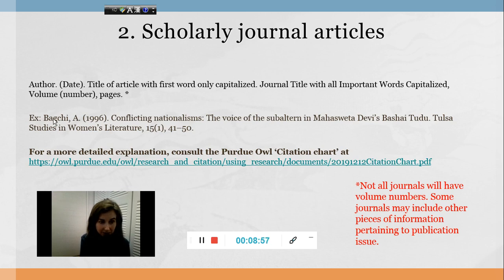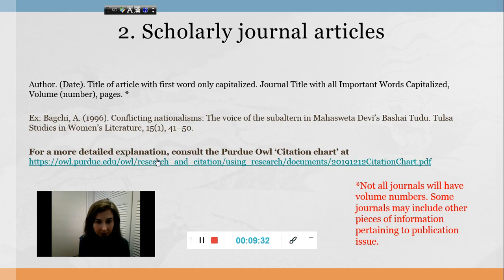Okay, we have family name, first name, family name, first name, given name, and we have the date, just the year, Conflicting Nationalisms: The Voice of the Subaltern in Mahasweta. That's a hard one to pronounce, but here you go. And it was published in Tulsa Studies in Women's Literature. Okay. All right.